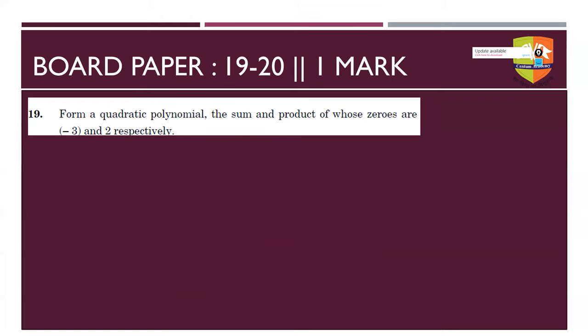So many questions on sum and product or form a quadratic polynomial. Minus 3 and 2. So sum of root, minus 1. The product of whose zeros are. Achha. The sum and product. Oh, achha, I thought the roots are. Yes, sum is alpha plus beta, minus 3. And alpha beta is 2. X square plus 3x plus 2. Cool.